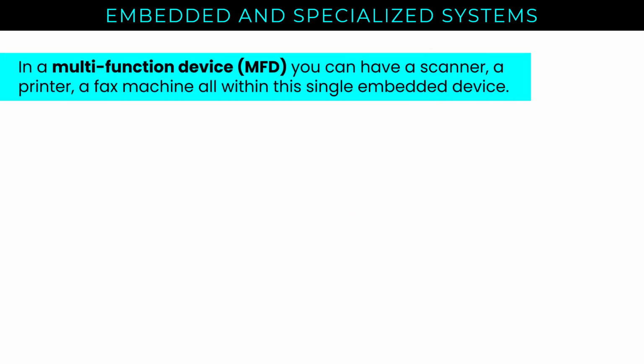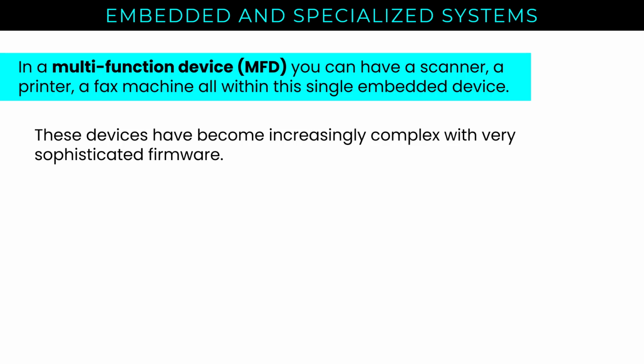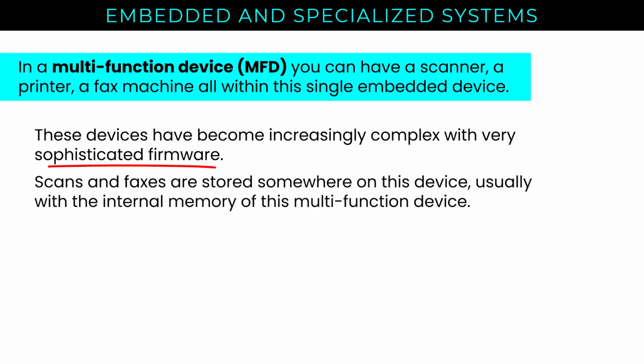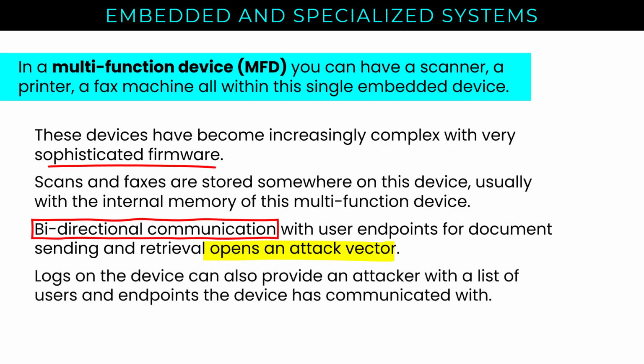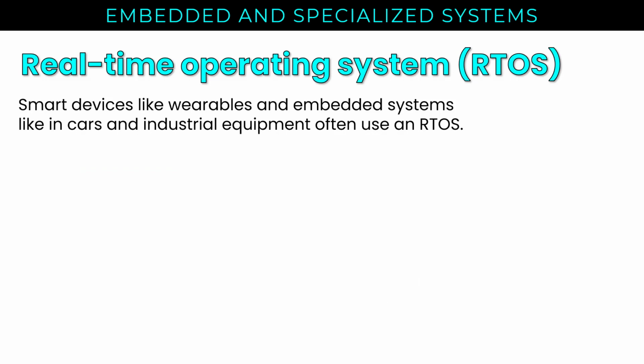So in a multi-function device, you can have a scanner, a printer, and a fax machine all within a single embedded device. These devices have become increasingly complex with very sophisticated firmware. The scans and faxes are stored somewhere on the device, usually with internal memory in this multi-function device. And they generally feature bidirectional communication with user endpoints for document sending and retrieval, which opens the door to attackers. So logs on this device can also provide an attacker with a list of users and endpoints the device has communicated with. All considerations to bear in mind.